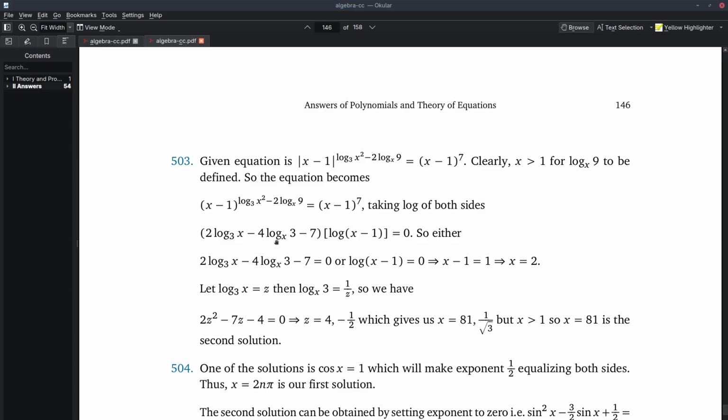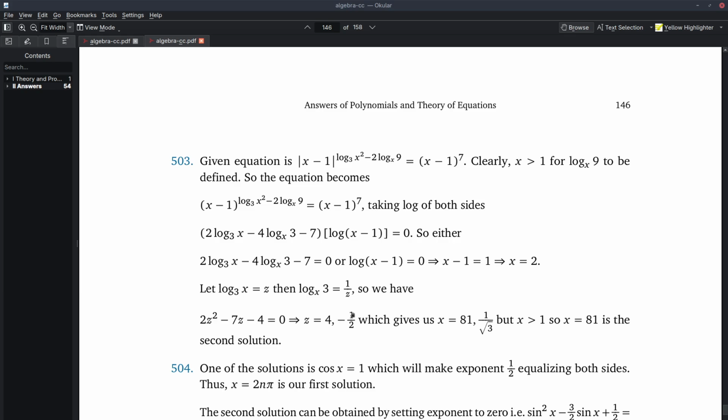Now once we have this, we see that this and this are reciprocals. So we take this as z, and we split this into two parts. So one part is this, one part is this. From log of x minus 1 equal to 0, we get x is equal to 2. And we take log of x with base 3 as z, so this would be 1 by z. So the equation will become 2z square minus 7z minus 4 is equal to 0.